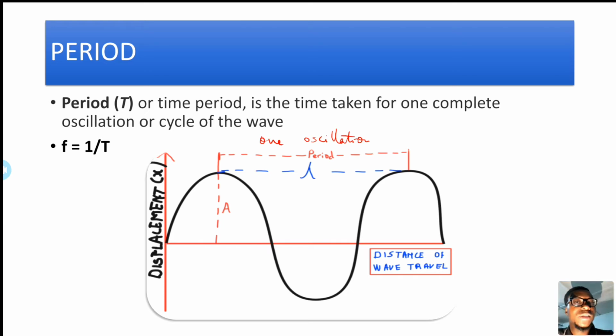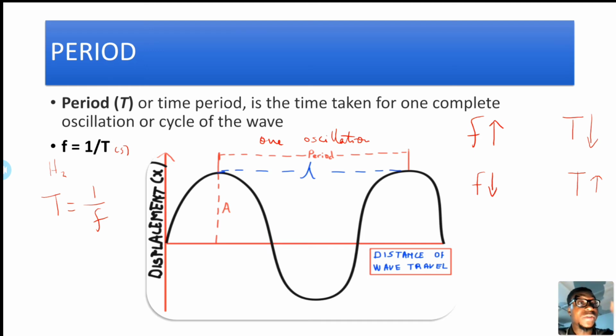So the basic equation is F, that's the frequency, which is measured in hertz, equals 1 over period. Period is measured in seconds. And if you flip these, it also means period equals 1 over frequency. It's as simple as that. That means that if you increase the frequency, the period will reduce. If you reduce the frequency, there will be an increase in the period, and that's what we term as inverse proportion. That's the mathematical term we use when you have two variables moving in opposite directions.